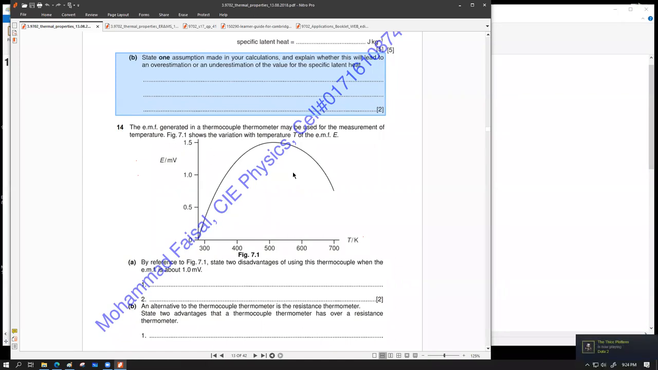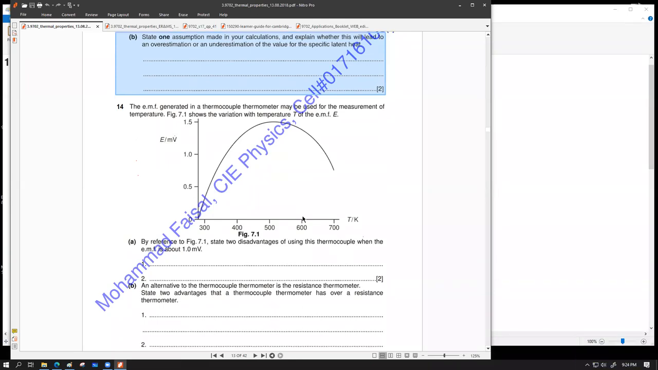Now to decide how we could possibly get that value, we have to have other information about which temperature we are going for. So that's one disadvantage. What is the other disadvantage?